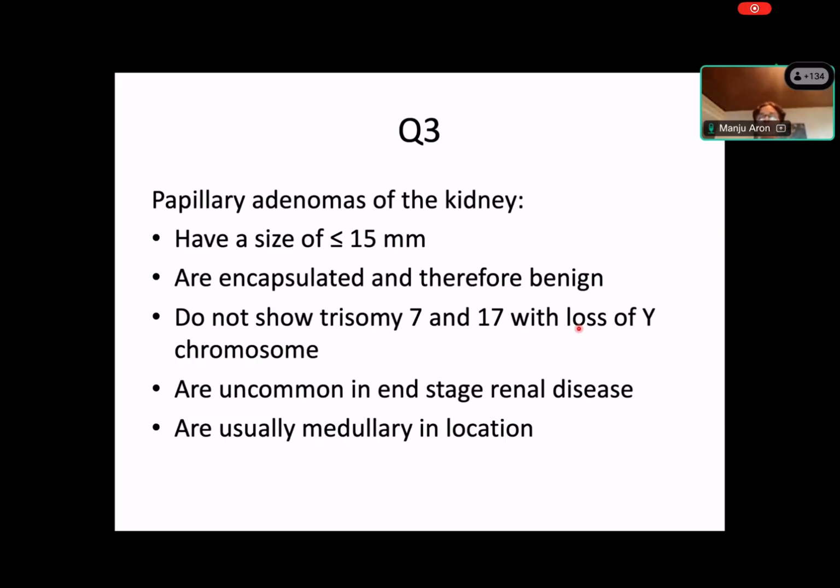They do not show trisomy 7 and 17 with loss of Y chromosome, are uncommon in end-stage renal disease, are usually medullary in location. And the answer to this question is have a size of less than 1.5 centimeters. So the second response is wrong because you can have papillary renal cell carcinomas which are encapsulated but they're malignant.